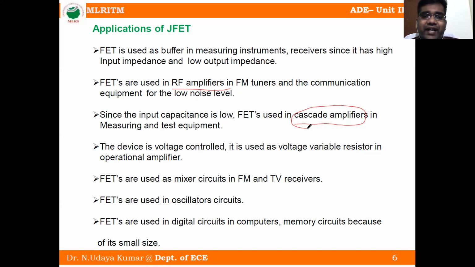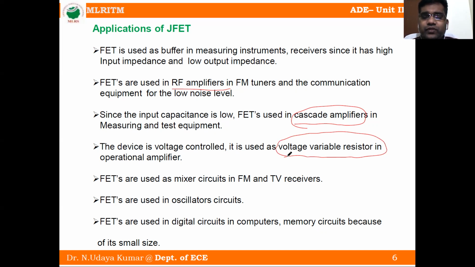Amplifiers in measuring and test equipment. The device is voltage controlled. It is used as a voltage variable resistor in operational amplifiers. That's the main advantage. So FET is voltage controlled, and it is used as a voltage variable resistor. In the place of a resistor, we also use this FET, field effect transistor.